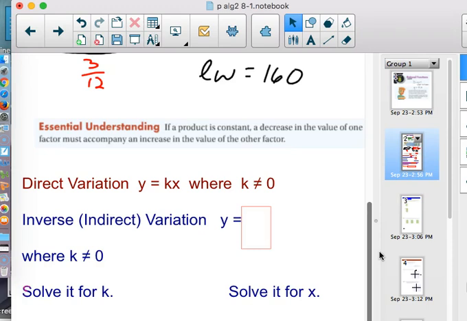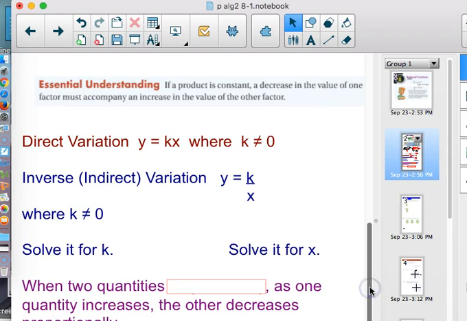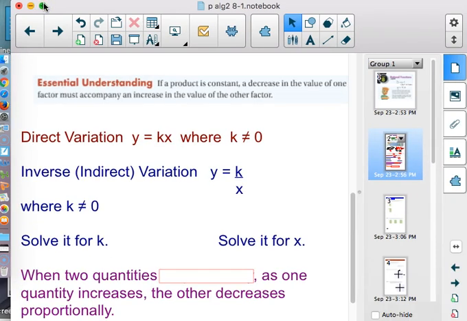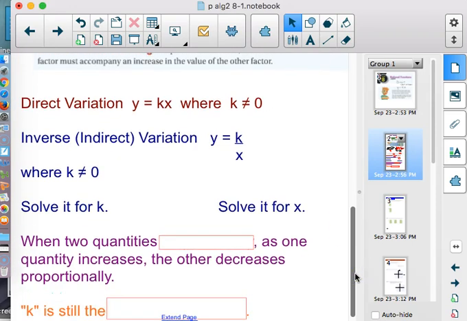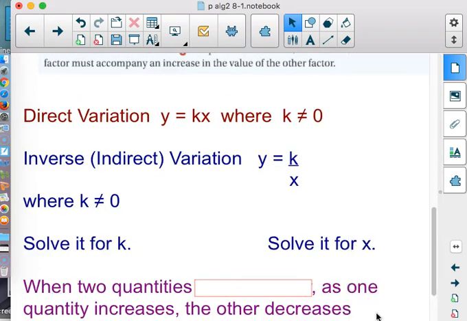And now for inverse, which in some books they call indirect variation, just so that you've seen that before. Inverse and indirect mean the same thing. Y equals k over x. So, notice k is not 0, because that's talking about, hey, we're going to go to the store where everything's free, and somebody says, how much are we going to have to pay? Well, it's free. Okay. It doesn't make any sense.